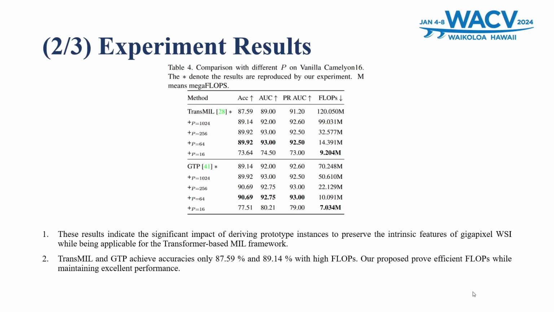For the second experiment, we also conduct a comparison for the number of prototype instances. This result indicates the significant impact of varying the prototype instances to preserve the intrinsic features of gigapixel WSI while being applicable for the transformer-based MIL framework. We can see that TransMIL and also GTP achieve an accuracy of only 87% and 89% with high FLOPs. Our proposal proves efficient FLOPs while maintaining excellent performance.